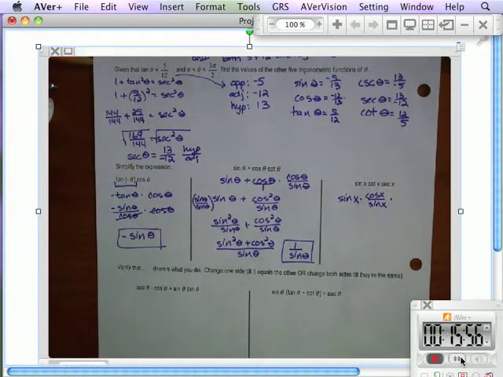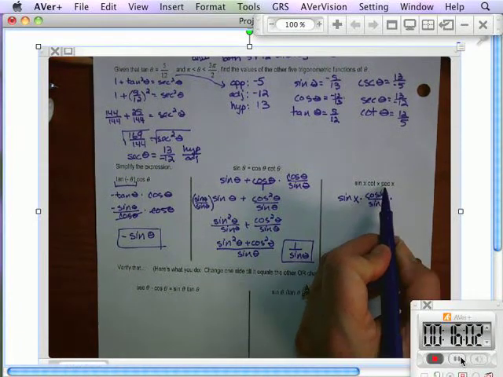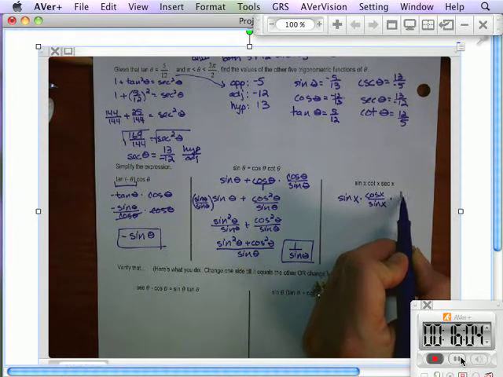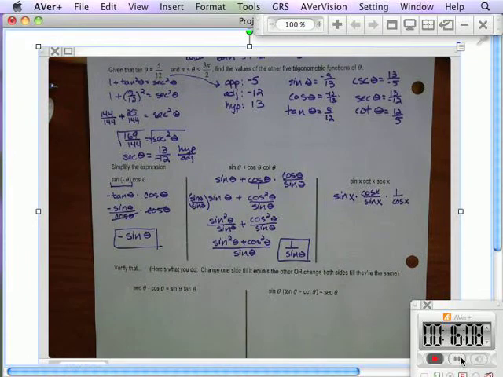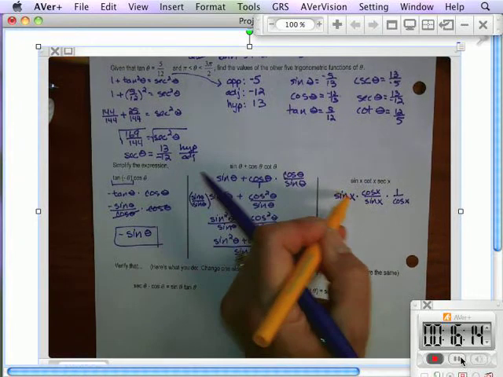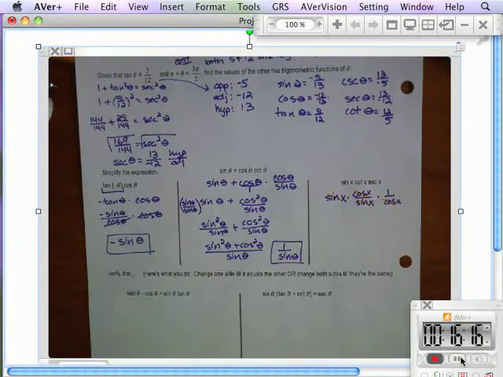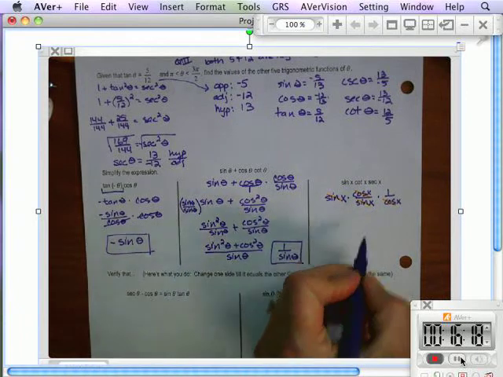Secant is, does anybody know? As a reciprocal, how would you write it? Secant goes with cosine, correct? So if I wrote it like this, oh, look what's going to happen. Watch. These two cancel out. These two cancel out. What are you left with? 1. See, it's like a puzzle.